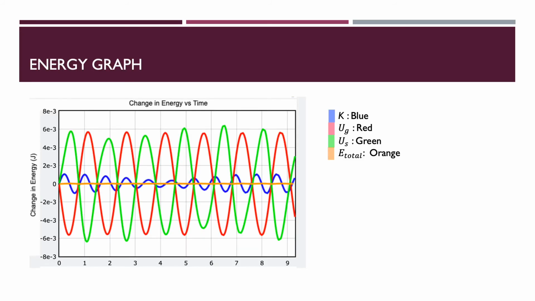Here is the resulting energy graph and the corresponding key. As you can see, the spring and gravitational potential energies oscillate inversely to each other. The largest takeaway, however, is that the total energy of the system, the sum of the individual system energies, is equal to 0. This confirms the energy principle and the fact that there are no interactions with the surroundings.